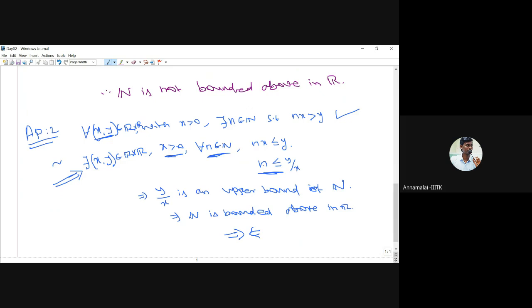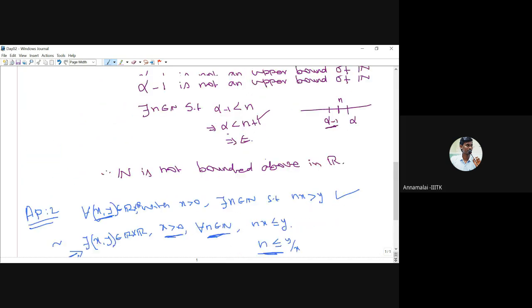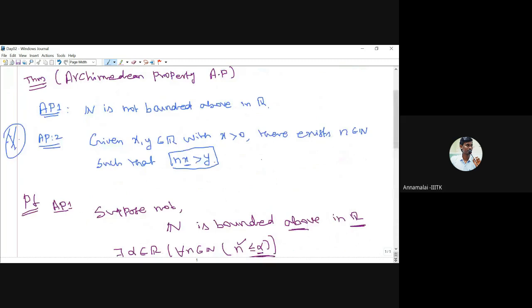Okay. So actually these two forms are equivalent. We assume form 1, we prove form 2. Again we assume form 2, we prove form 1. Therefore these two forms are equivalent. Anyway, we call either the first statement the Archimedean property or the second statement the Archimedean property. Both statements are equivalent. That is what the theorem says. Now there are some applications of this Archimedean property.